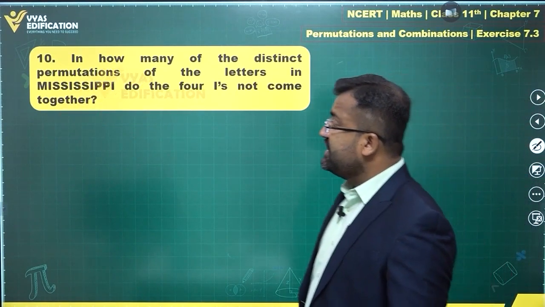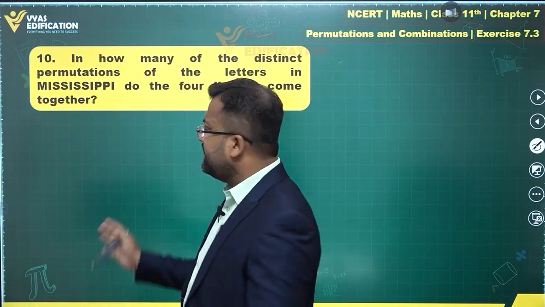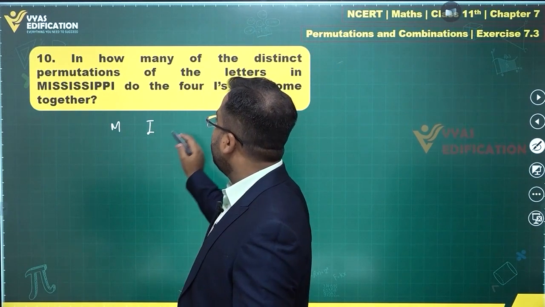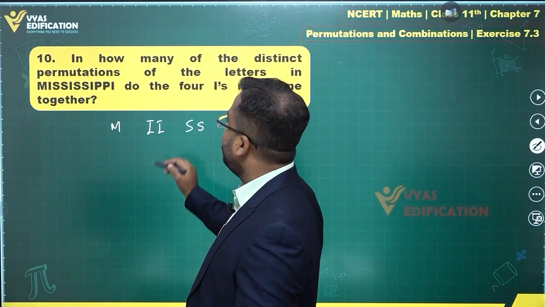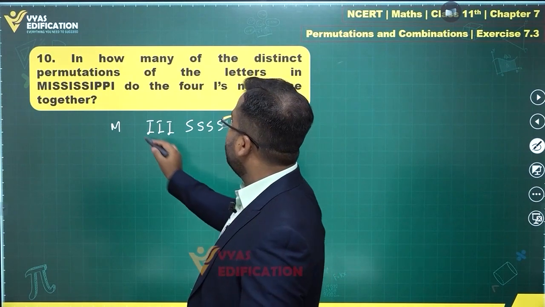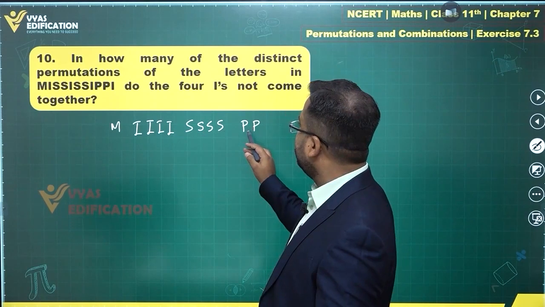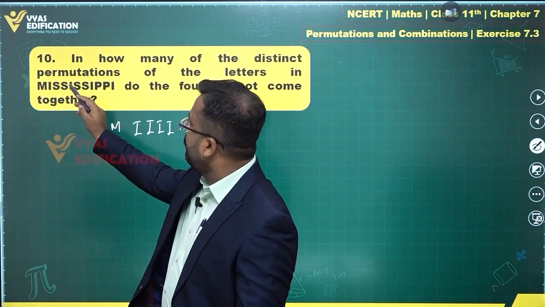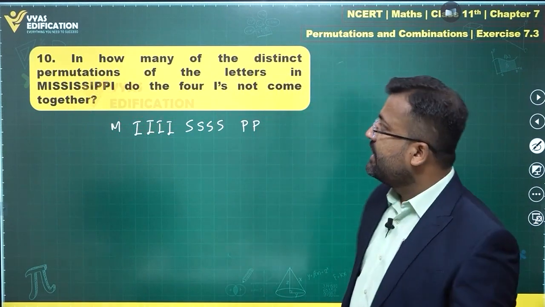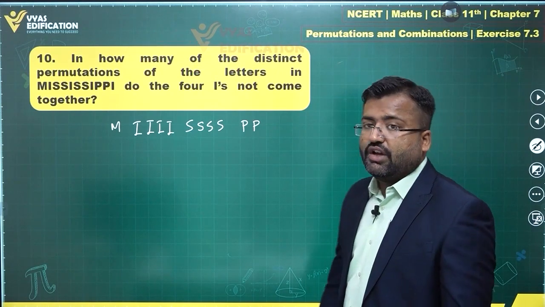So permutations of Mississippi. Let's write the word properly first and write what the like letters are. Let's club them together. We have M, we have I, S, S, then another I, then S, S, then I, and then P, P, and another I. So there are 4 I, 4 S, 2 P, and 1 M. Let's count: 4 plus 4 is 8, 9, 10, 11. This is 1, 2, 3, 4, 5, 6, 7, 8, 9, 10, 11, so that we don't miss anything. How many of the distinct permutations of the letters in Mississippi do the 4 I's not come together?